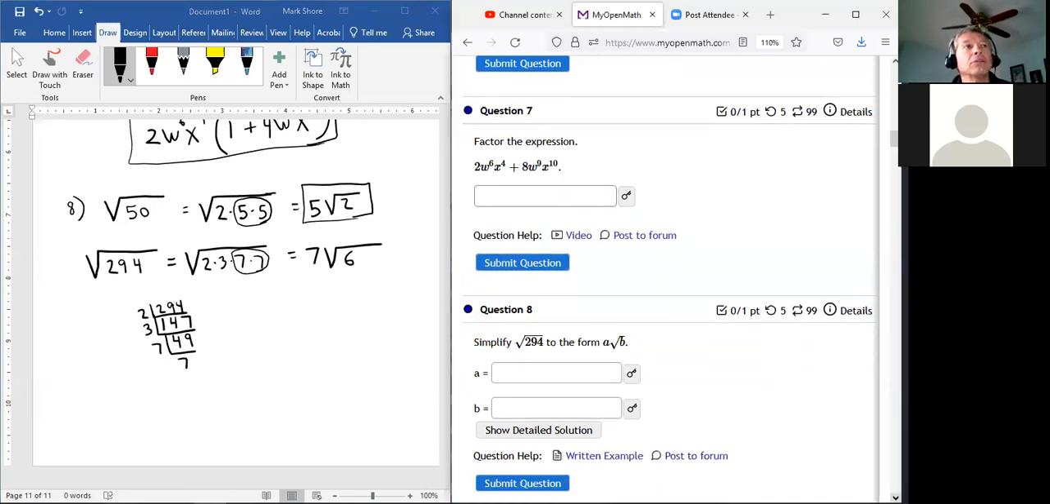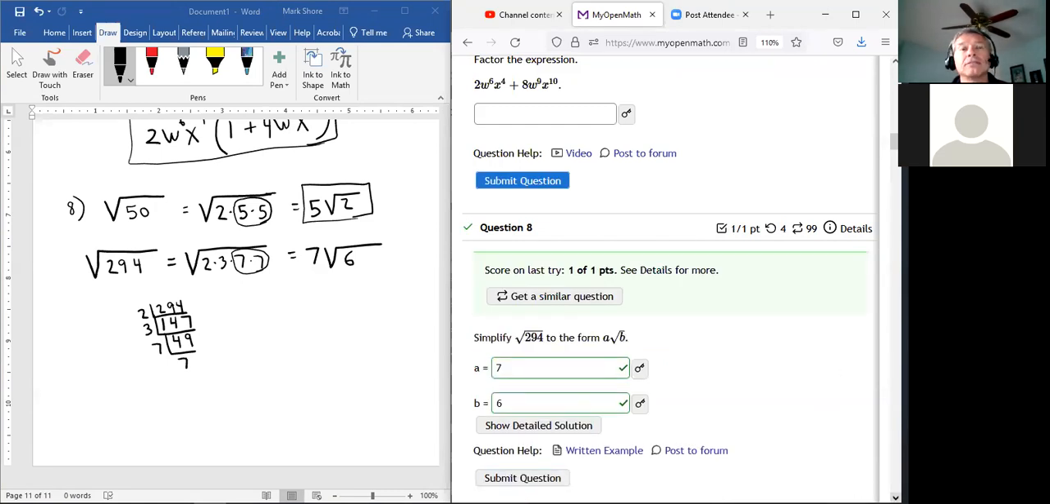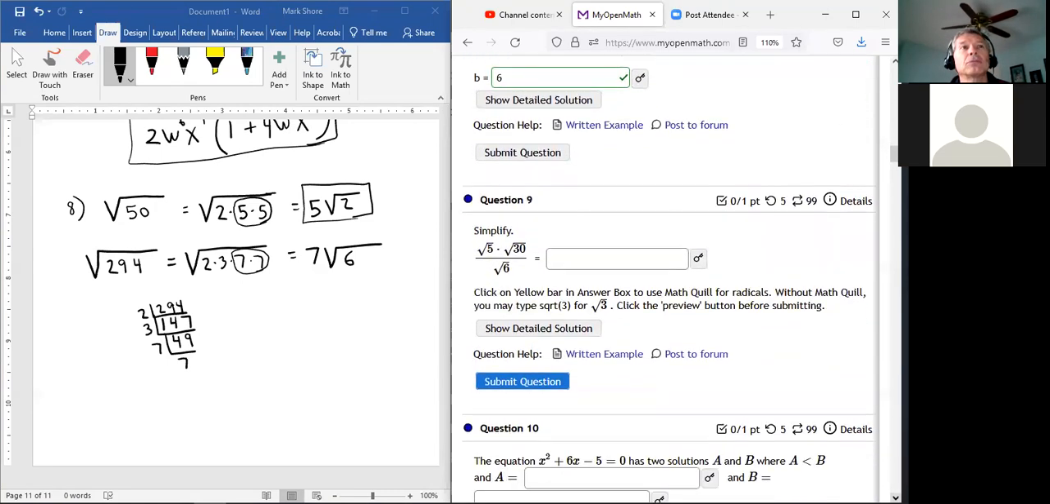They don't expect you to type that in. They just want you to get the pieces here. So this A, the number in front, would be 7. And the number inside the square root, that B right there, would be 6. And that's all there is to that problem. But anyway, that's breaking down square roots.